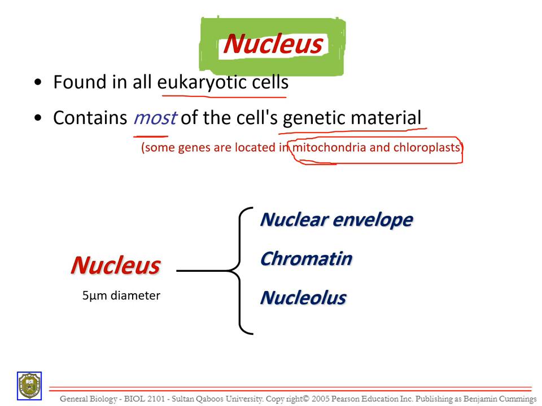We also have some genes that are found on the mitochondria and the chloroplast. But in general, most of the genetic material is found where? In the nucleus. Now, what does it contain? The nucleus, which is very small, about 5 micrometers in diameter, contains a nuclear envelope, chromatin, and a nucleolus. So these three things together make the nucleus.